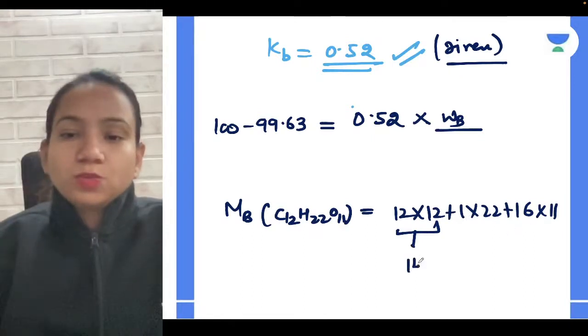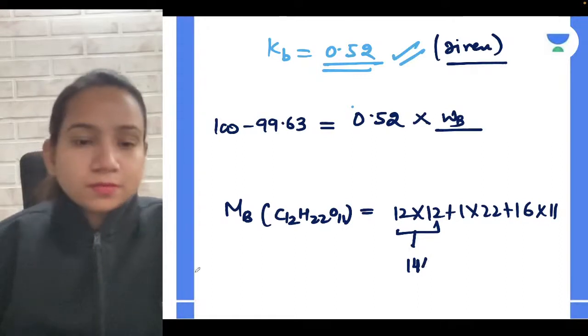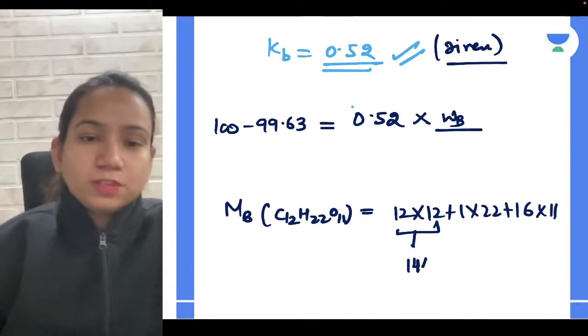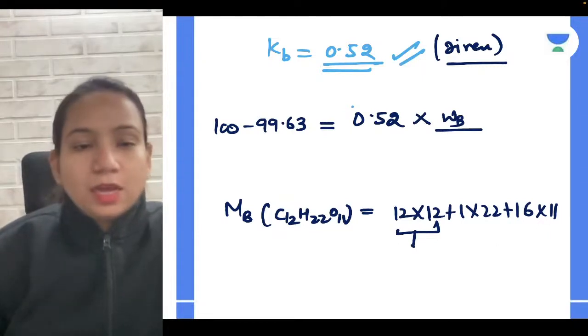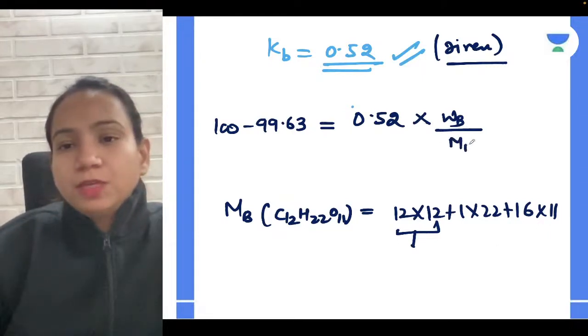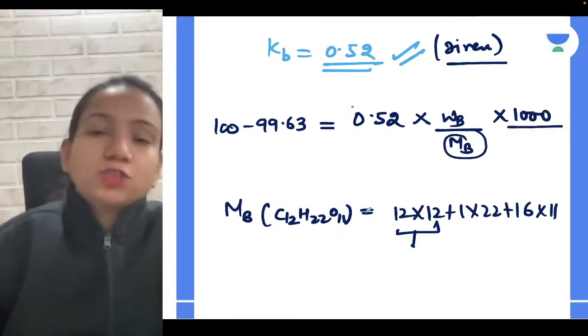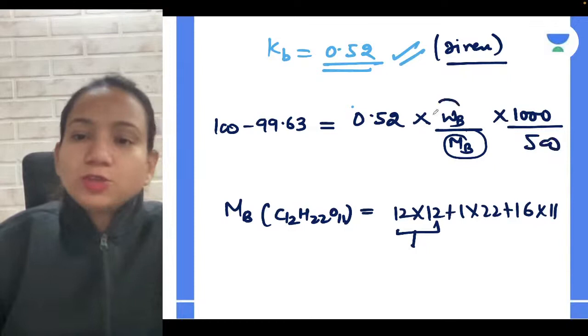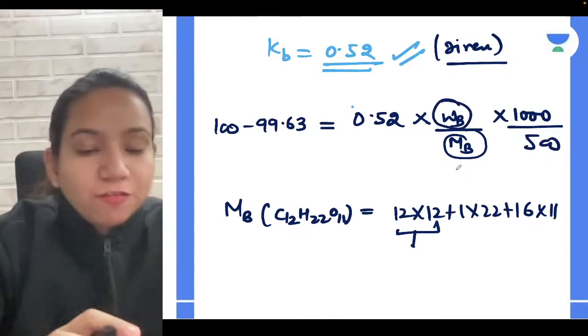So 12 into 12 it will be 144. Yes, if I'm not wrong. Tell me guys, 12 into 12 it's 144. So you have to do the basic calculation only, guys. See, you will be putting this value here, MB. You will be calculating into 1000 divided by mass of solvent is 500. So can't you calculate WB? Very simple. So I hope everyone has understood.